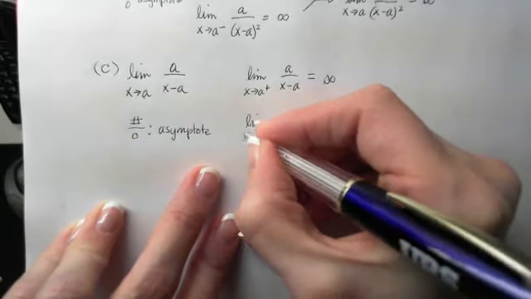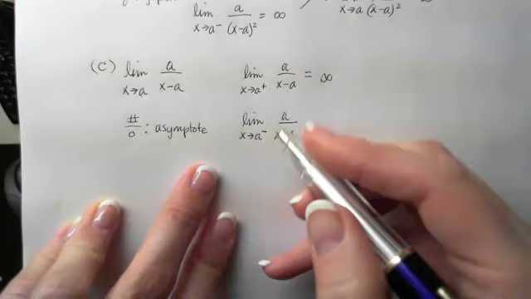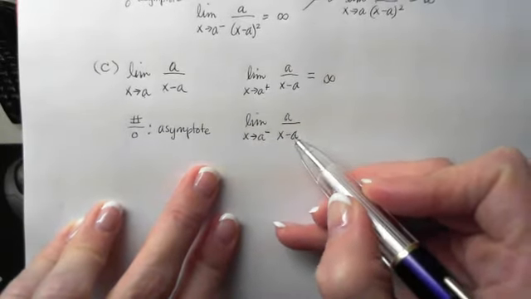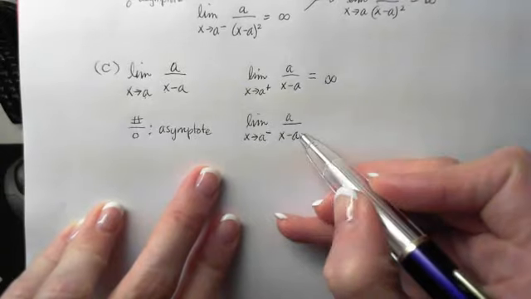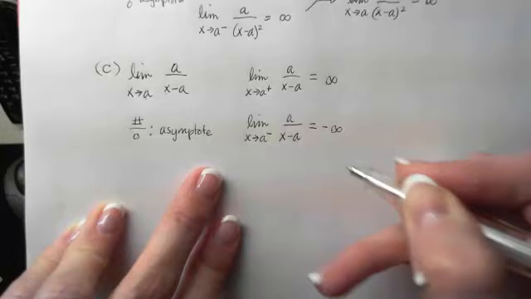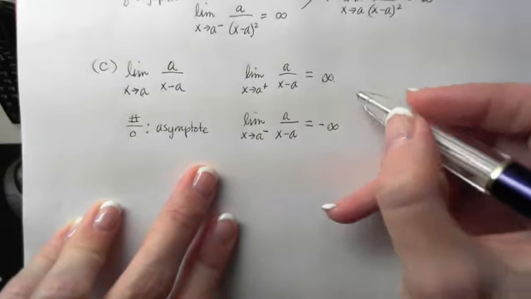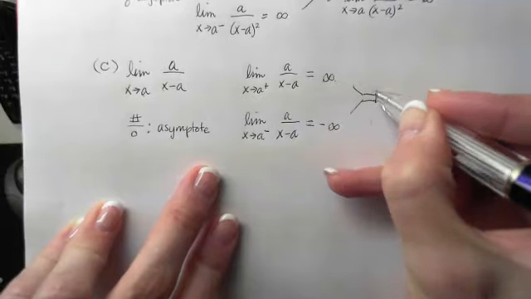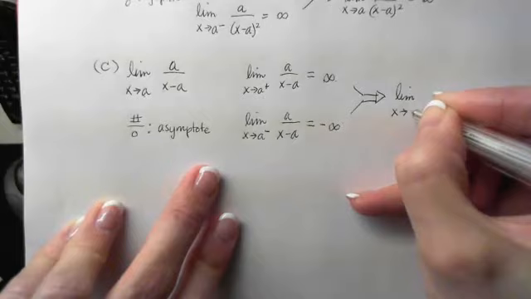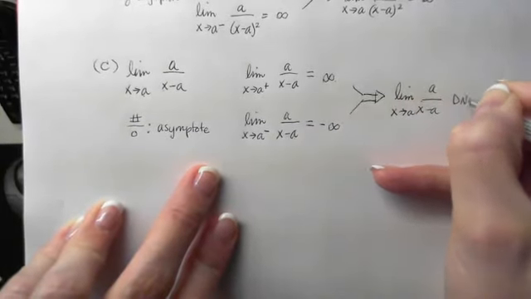On the other hand, if I look at approaching that asymptote from the left, now I'm looking at numbers a little bit smaller than a. So a number smaller than a minus a is going to give me a negative on the bottom, and I still have a positive on the top. So the overall result ends up being negative infinity. These two do not match. My thumbs are fighting each other as I'm traveling along the sides of that asymptote. So that means my two-sided limit as x approaches a of a over x minus a does not exist.